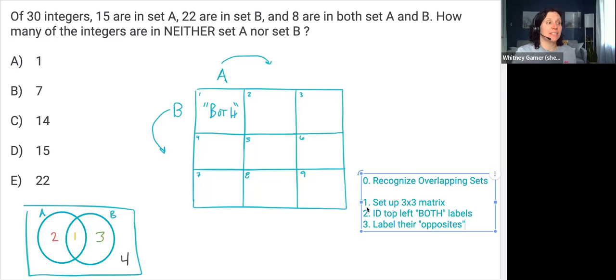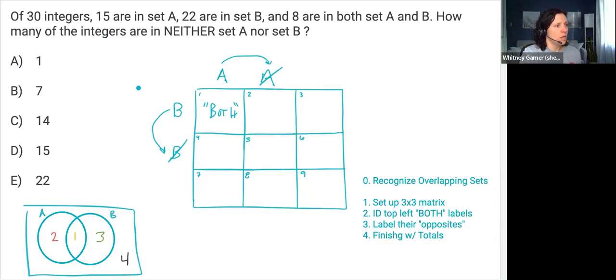So in this story, what's the opposite of A? If you're not A in this story, you are not A. If you're not B in this story, you're not B. And then finally, we finish up with totals. So the final column and the bottom row will always be totals.